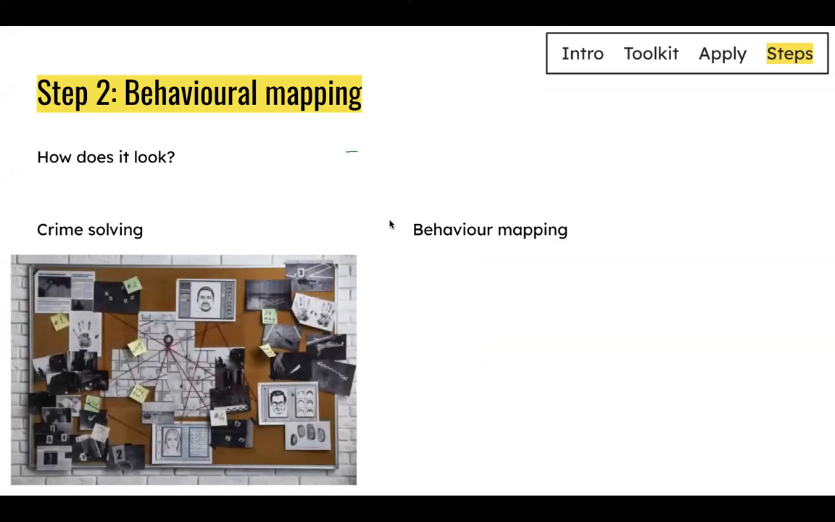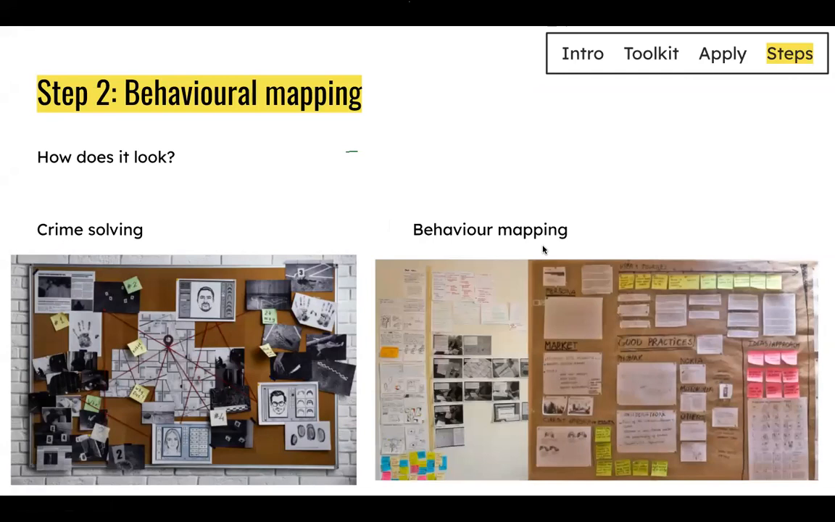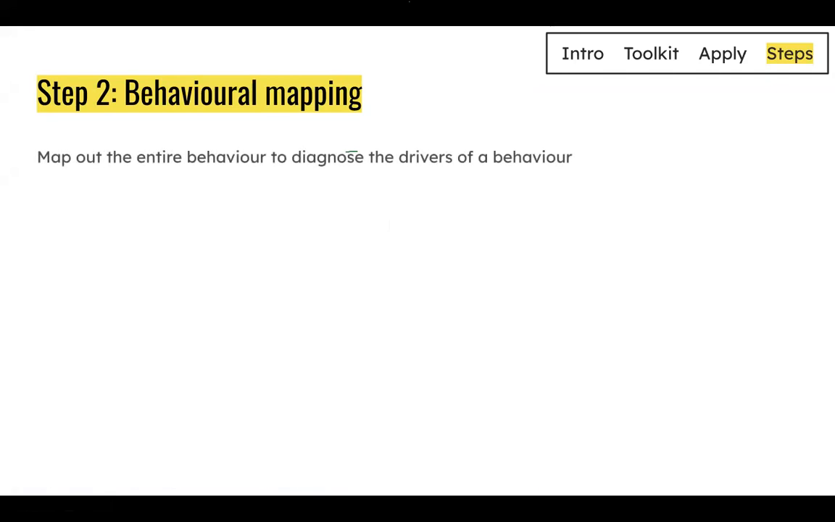So this looks pretty much like this. You know how in crime solving, people try to connect all the dots. It's exactly how behavioral mapping also looks. This is just a bunch of various things that could happen, whatever is driving this behavior, right? So we try to map out the whole behavior.